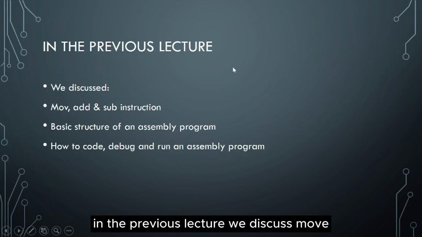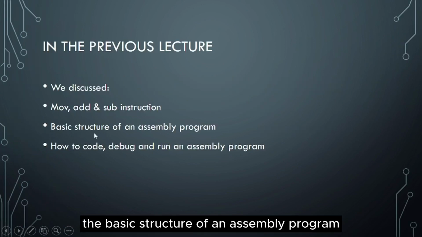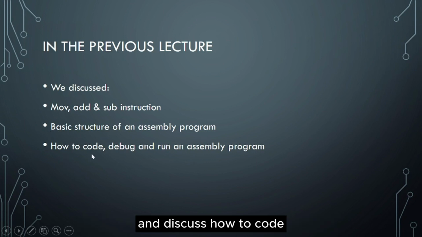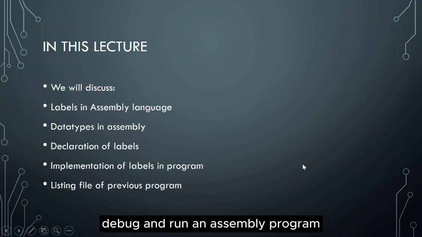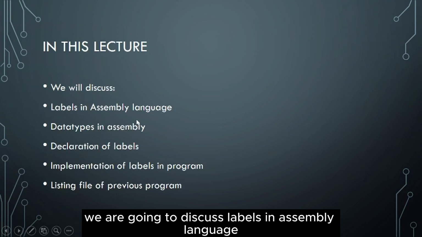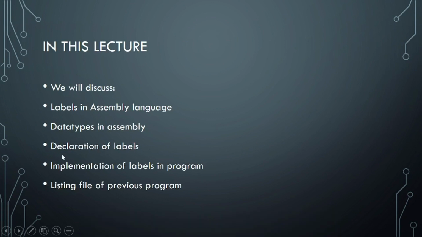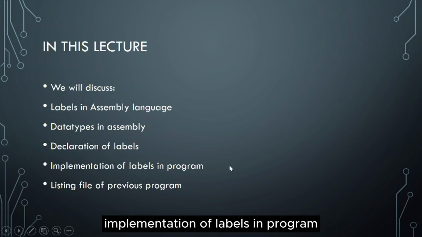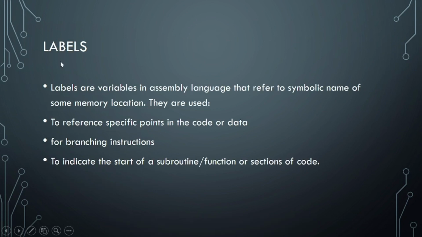In the previous lecture, we discussed move, add, and sub instructions, the basic structure of an assembly program, and how to code, debug, and run an assembly program. In this lecture, we are going to discuss labels in assembly language, data types in assembly, declaration of labels, implementation of labels in a program, and the listing file of the previous program.